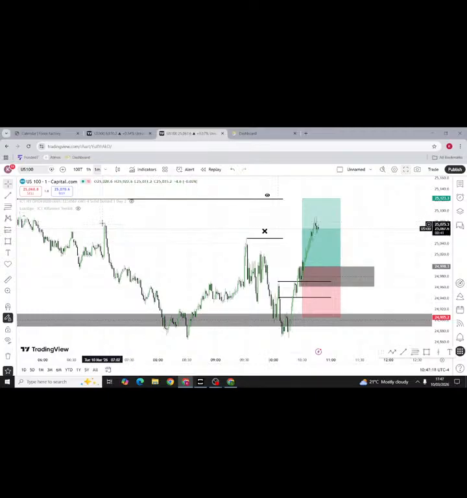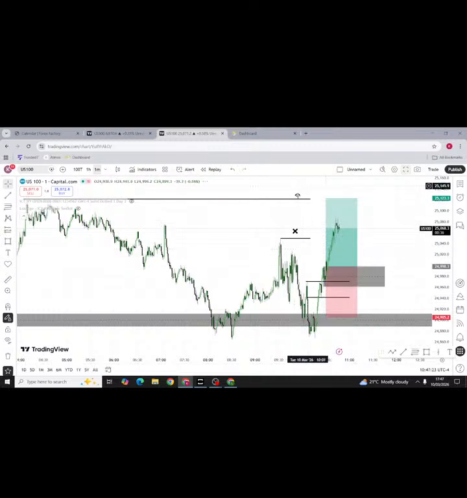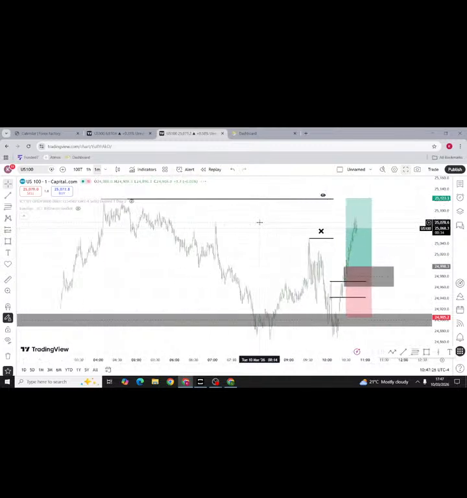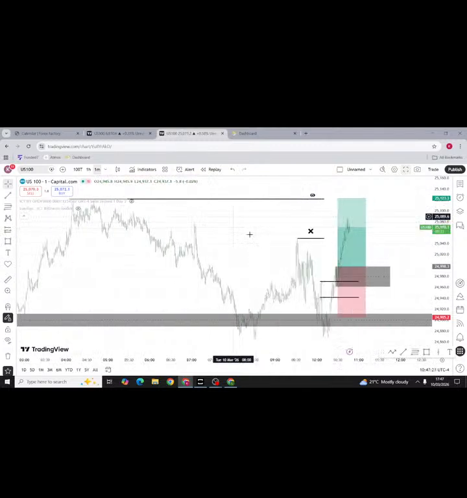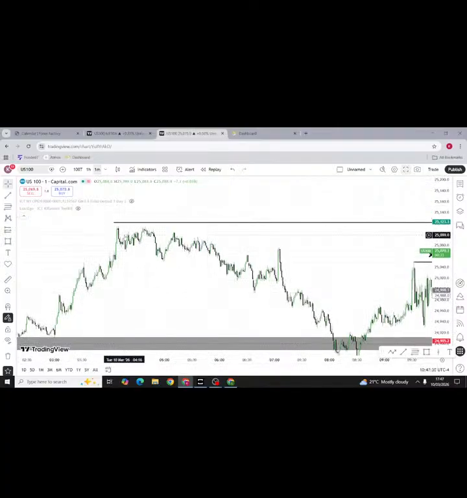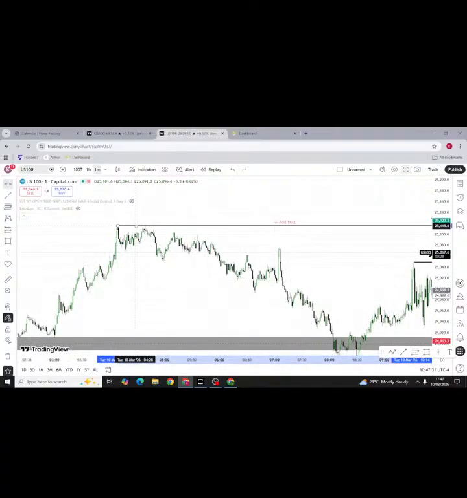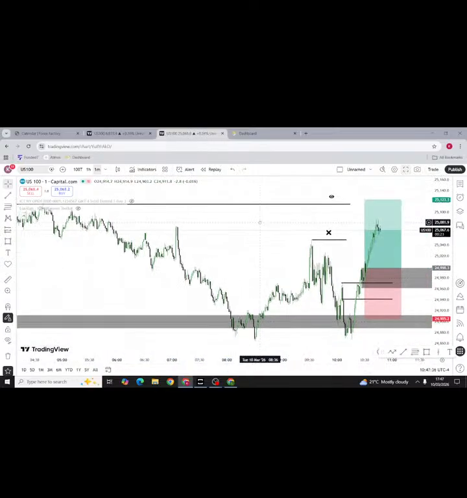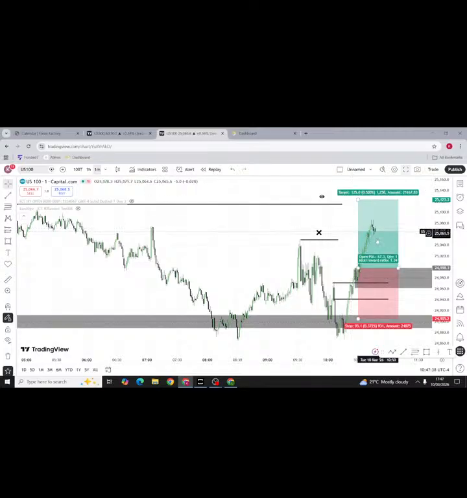But we've taken out this high over here, and we've taken out this high, and this high is so close, but I don't think we can take it. Then we can take the highs because we have two equal highs above this area. But I'd love to see it come down first before going up later.